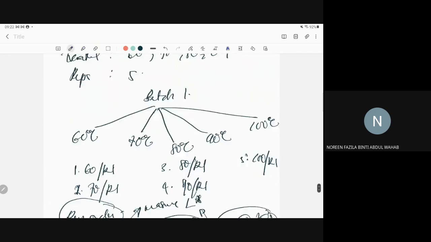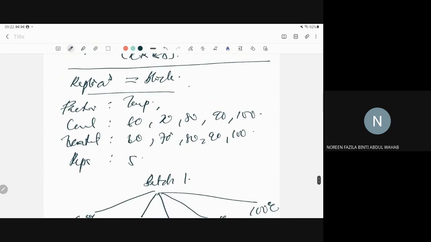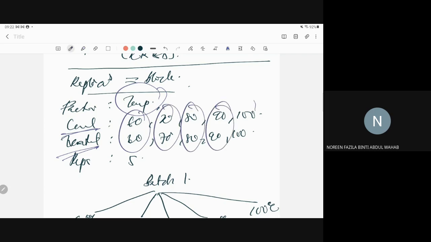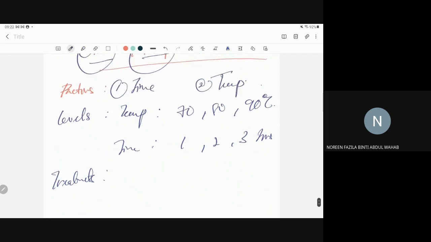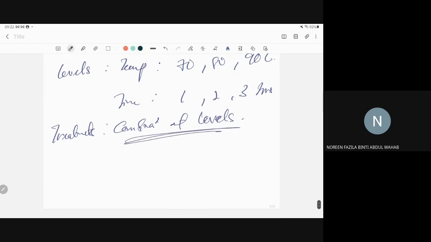When we look at a one factor experiment, the levels are the treatments, because it only has one factor. So it is the same. However, for a more than one factor experiment, the treatments are the combinations of levels.